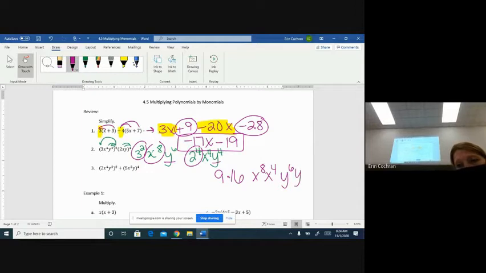All right. What is 9 times 16? 144. What do we do with x to the 8th times x to the 4th? What do we do with those exponents? Add them. Yep. So we get x to the 12th. And then y to the 6th and y to the 4th is y to the 10th. Good. And is there anything else we can do? Nope. That would be your final answer. Okay. Any questions with that?